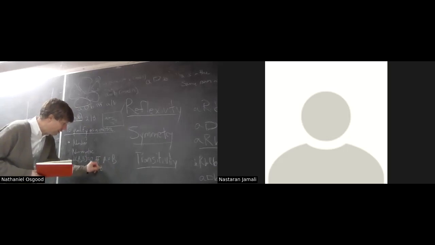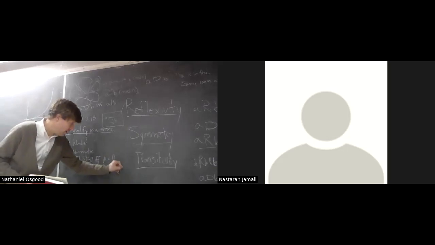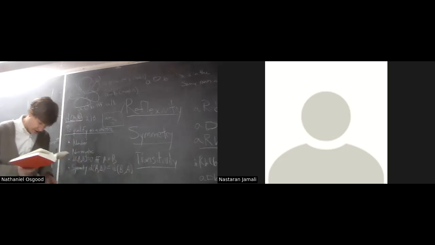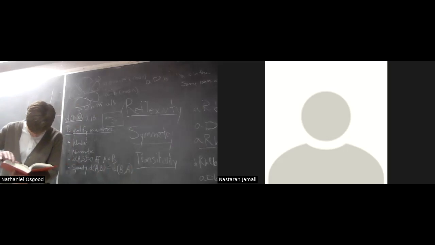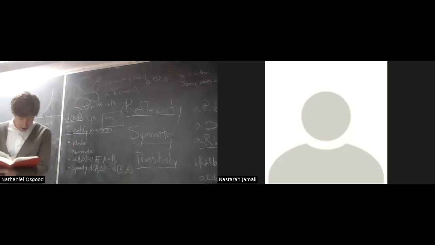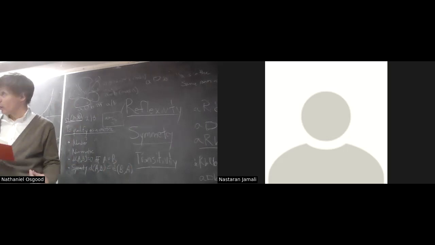Anything else? Symmetry. And what does that mean? d of A comma B equals d of B and A. That's right, you got it. And what's the final one? Detours, right? And what's the notion of the detour? That's right. So adding a stop to your journey cannot do what? Make it shorter.